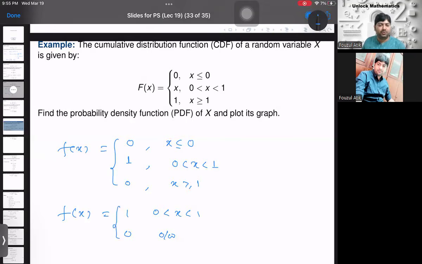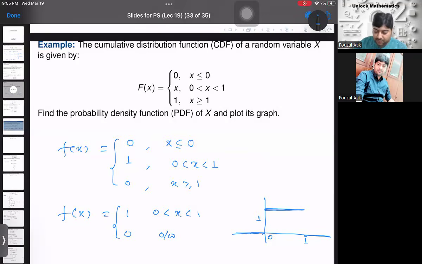And if you want to plot its graph, how do you do it? This plot is very easy. Between 0 and 1, it has value 1. In all other places, the value is 0. So this is the point 0, this is the point 1, and this height is also 1. Later on, we'll see that it is actually a uniformly distributed function. We'll discuss it later in another video.